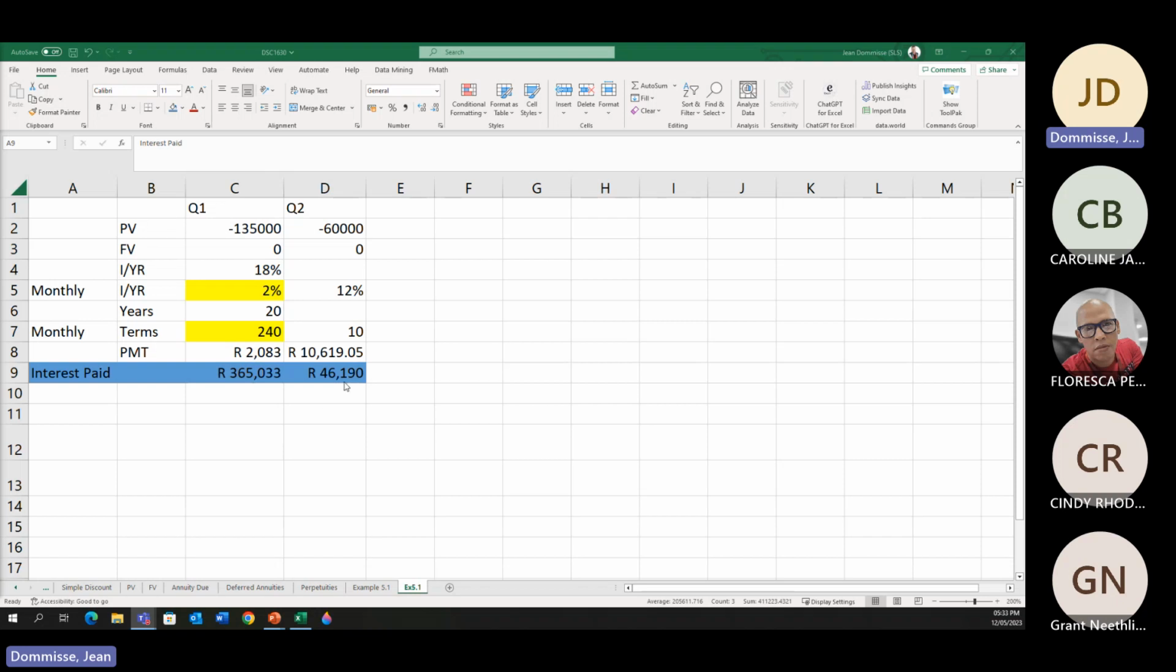Okay, so this is what I was looking at. Yes, yes, spot on. So that is the cost of a loan.